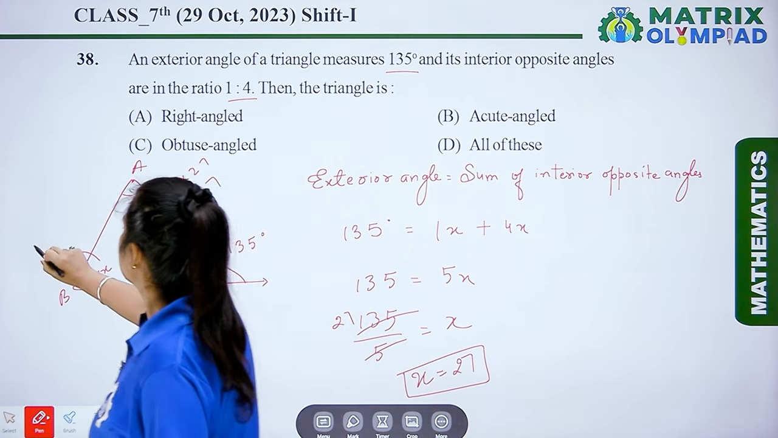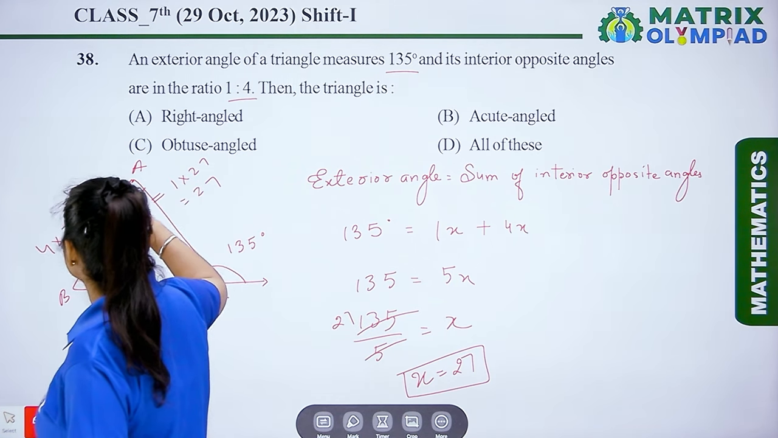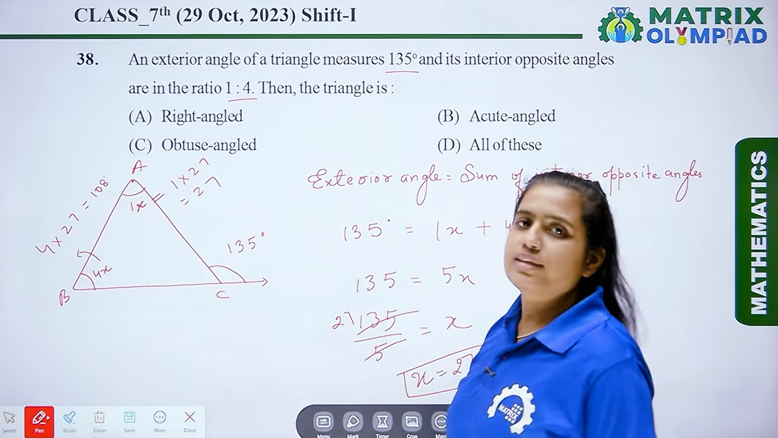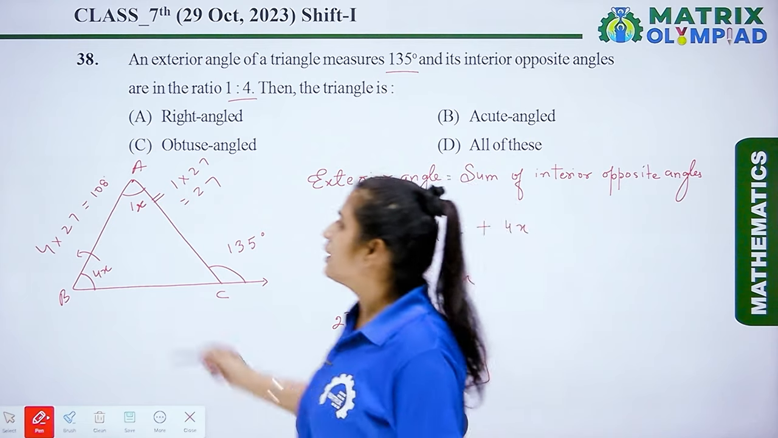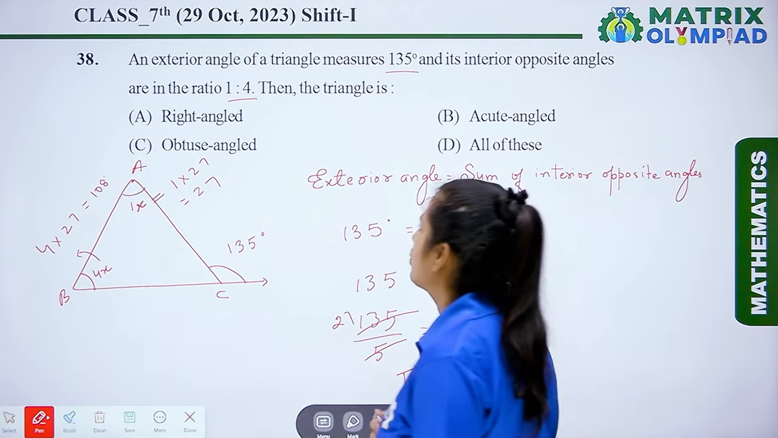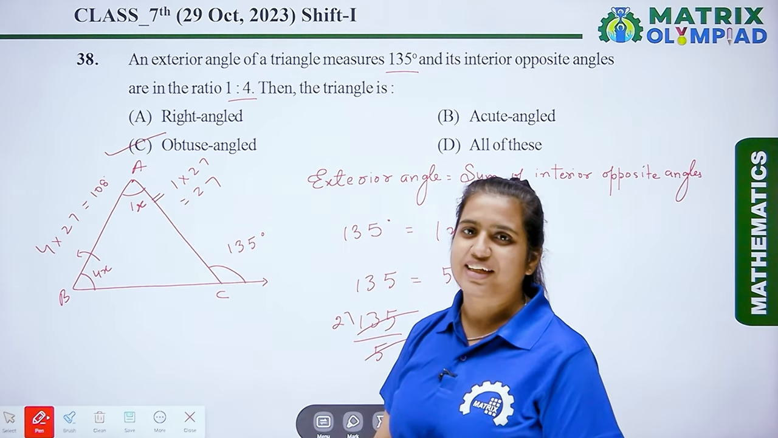Here 4 multiplied by 27 is equal to 108 degree. So here angle A is an acute angle but angle B is an obtuse angle. So this triangle is obtuse angle triangle. So here option C is the correct answer.